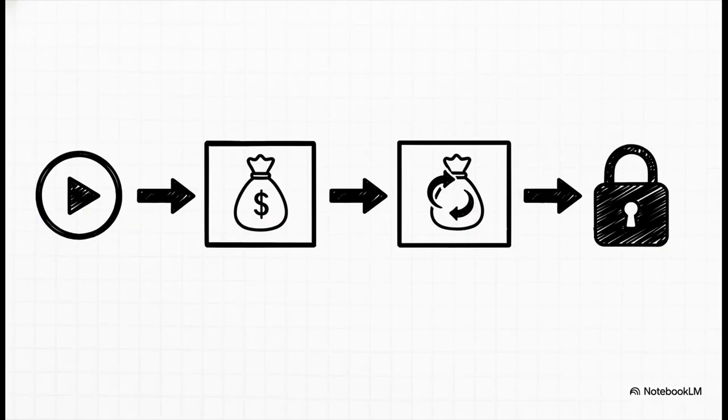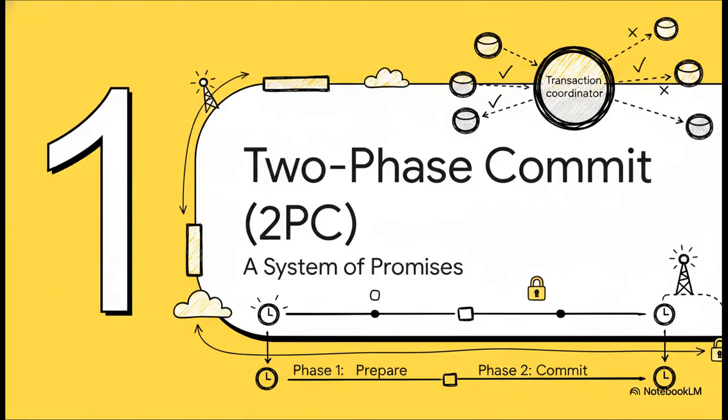Think about this basic sequence. We begin, we debit account A, we credit account B, and we commit. We absolutely need a way to guarantee that this exact sequence executes cleanly across multiple servers. Because if the debit succeeds but the credit fails, we've literally destroyed money. And if the credit succeeds but the debit fails, we've magically duplicated money. We need every single node to agree on one final outcome. So, how do we solve this?